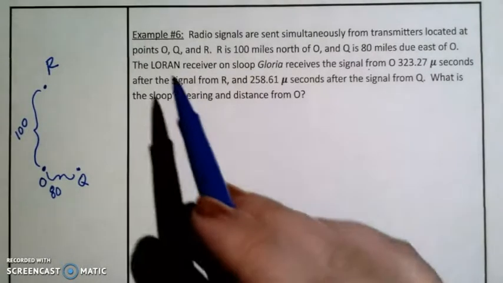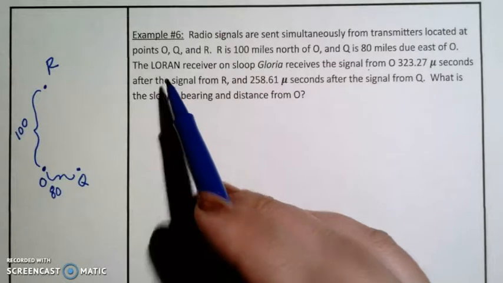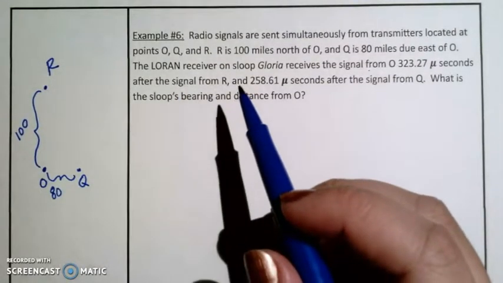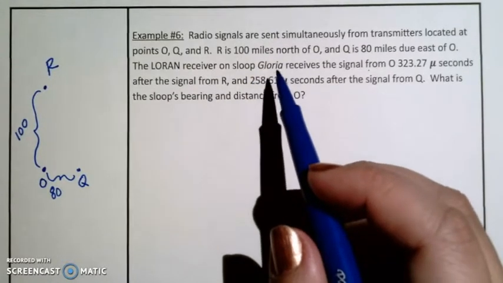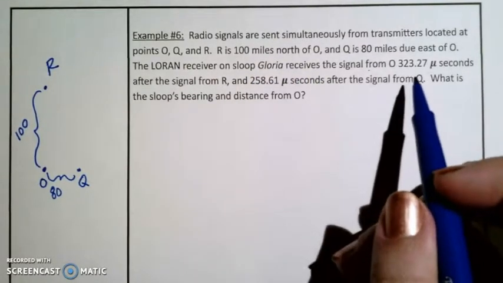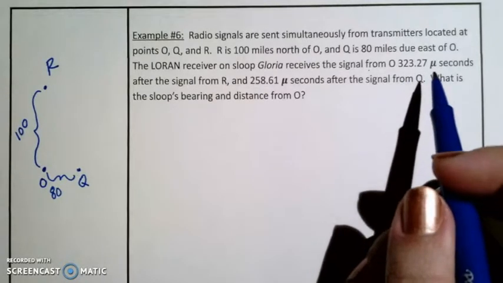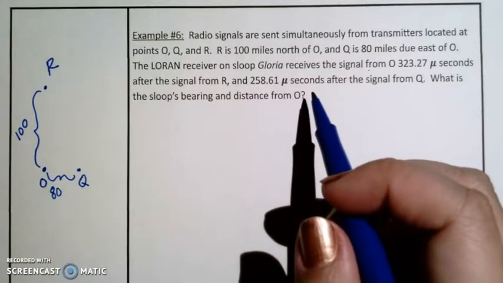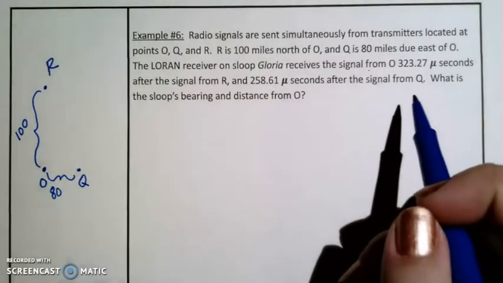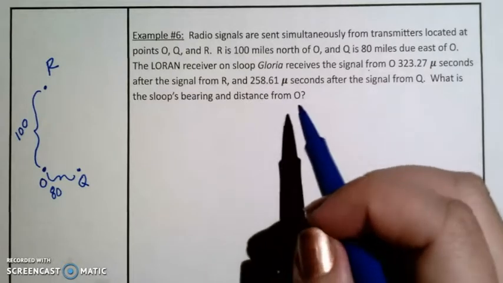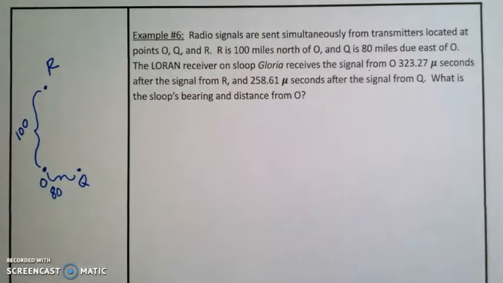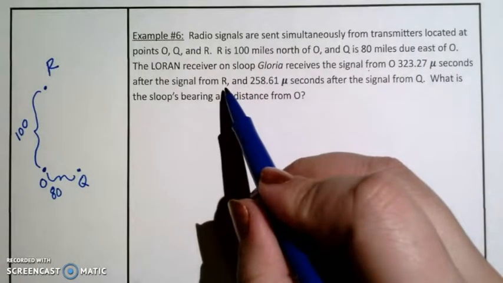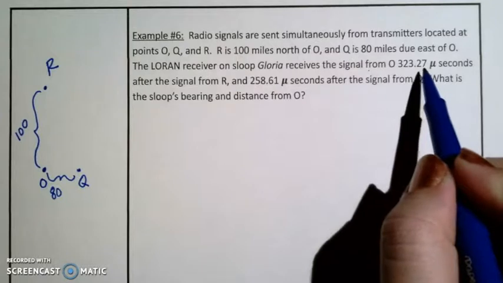The LORAN, which is long range navigation receiver, on Sloop, which is like a ship, Gloria, receives the signal from O 323.27 microseconds after the signal from R and 258.61 microseconds after the signal from Q. What is the sloop's bearing and distance from O? Okay, so the signal between O and R is 323.